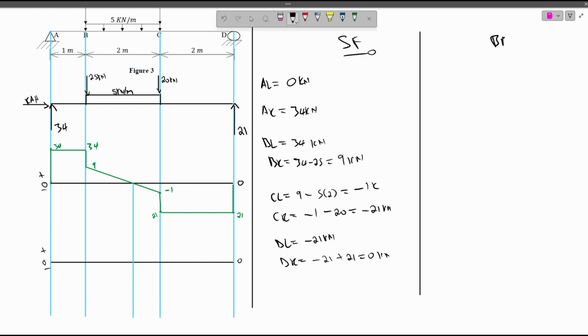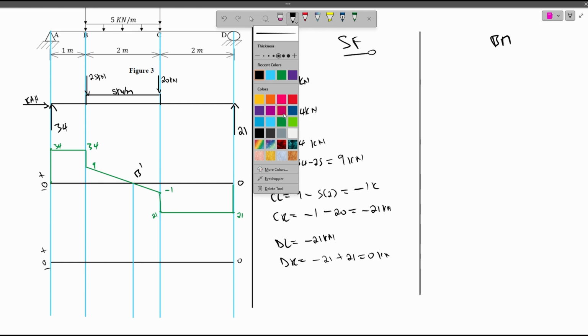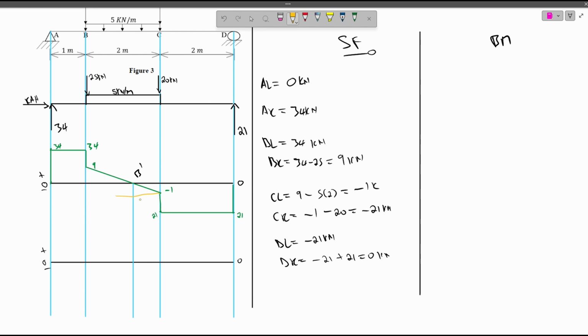Now let's do our bending moment diagrams. So let's call this new point B prime. And to find the distance from here to here, let me use yellow. I want to use similar triangles using this triangle and the small triangle.